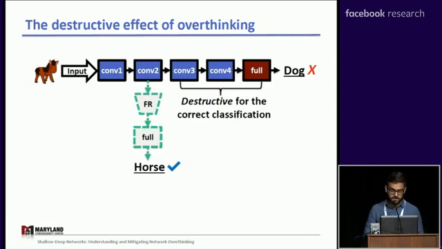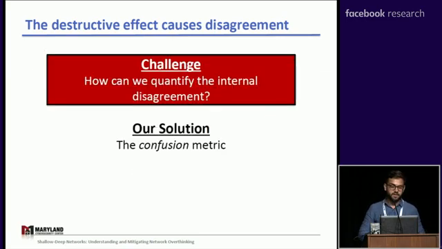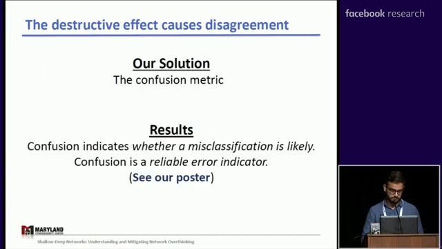Now let's talk about the destructive effect of overthinking. We have another image of a nice horse, which is correctly classified as a horse by the internal classifier, but in the final classifier, it is misclassified as a dog. So the layers after the internal classifier are destructive for the correct classification. And as you can see, there's a disagreement between the internal classifier and the final classifier. So the challenge here is, how can we quantify this internal disagreement? Our solution is the confusion metric. We designed the confusion metric, and our metric indicates whether a misclassification is likely, which makes it a reliable error indicator.